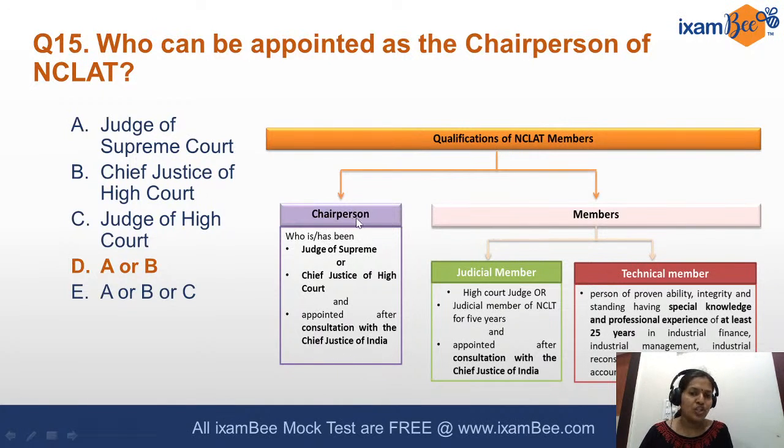Apart from the chairperson, who are the members? They are the judicial members and the technical members. The judicial members will consist of High Court judges or judicial members of the NCLT who have been judicial members of the NCLT for 5 years. And technical members will be the people who have specialized knowledge and experience of at least 25 years in that domain.